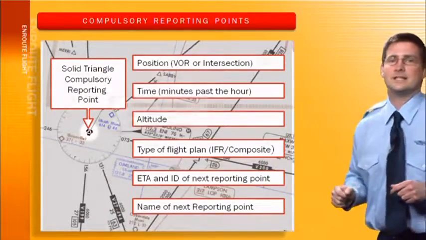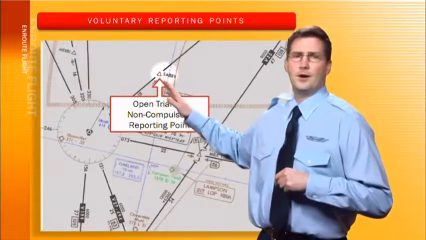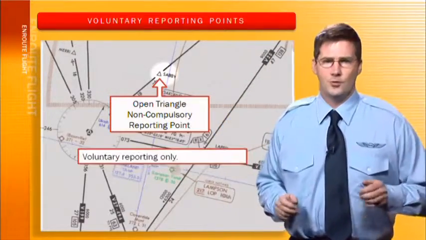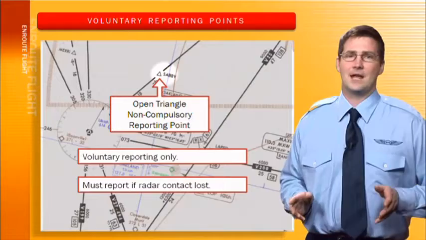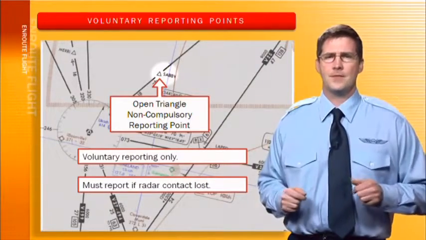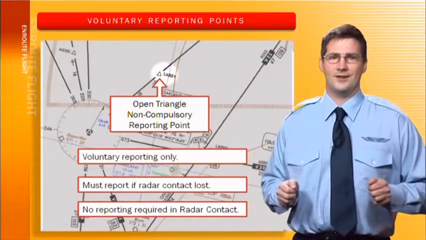Back to the chart, we can see an open triangle, non-compulsory reporting point here on this particular airway. Here's the example right up here. These are voluntary reporting unless radar contact is lost, and then you must treat them like a regular compulsory reporting point. However, if you are in radar contact, no report is required.